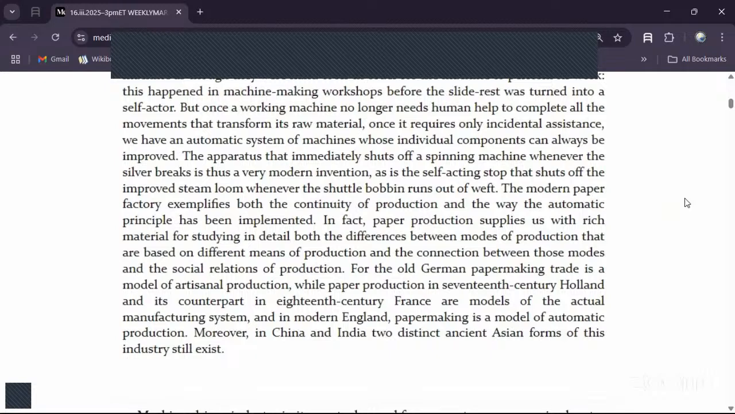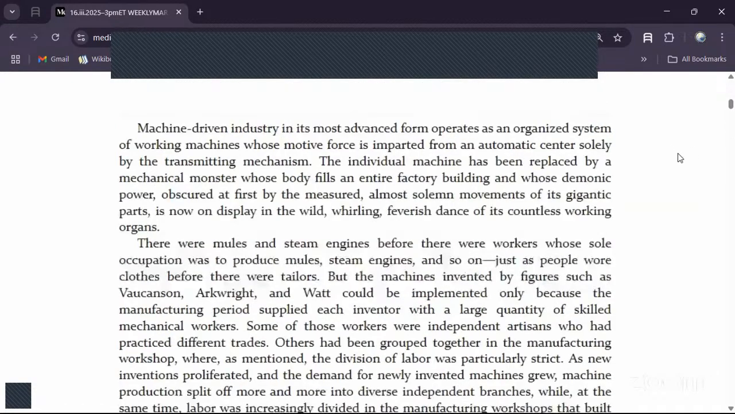In fact, paper production supplies us with rich material for studying in detail both the differences between modes of production that are based on different means of production and the connection between those modes and the social relations of production. For the old German paper-making trade is a model of artisanal production, while paper production in 17th century Holland and its counterpart in 18th century France are models of the actual manufacturing system, and in modern England, paper-making is a model of automatic production. Moreover, in China and India, two distinct ancient Asian forms of this industry still exist.